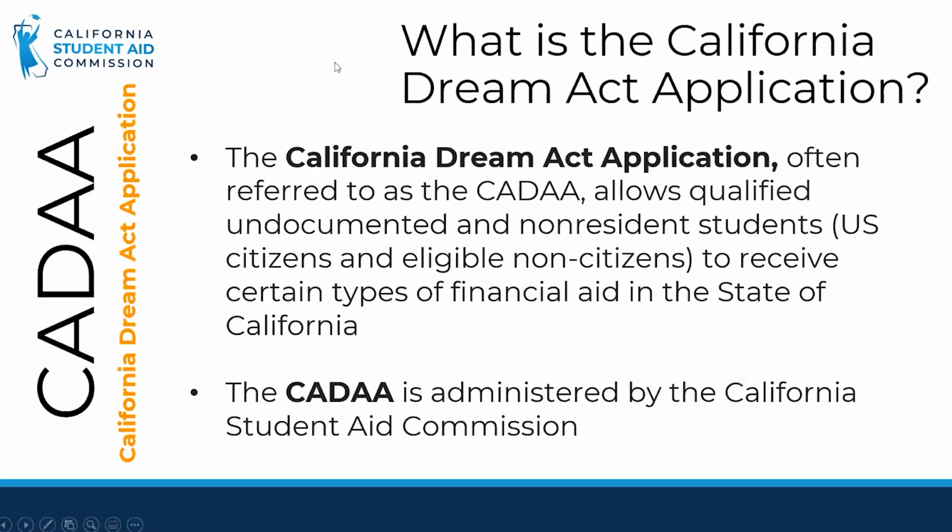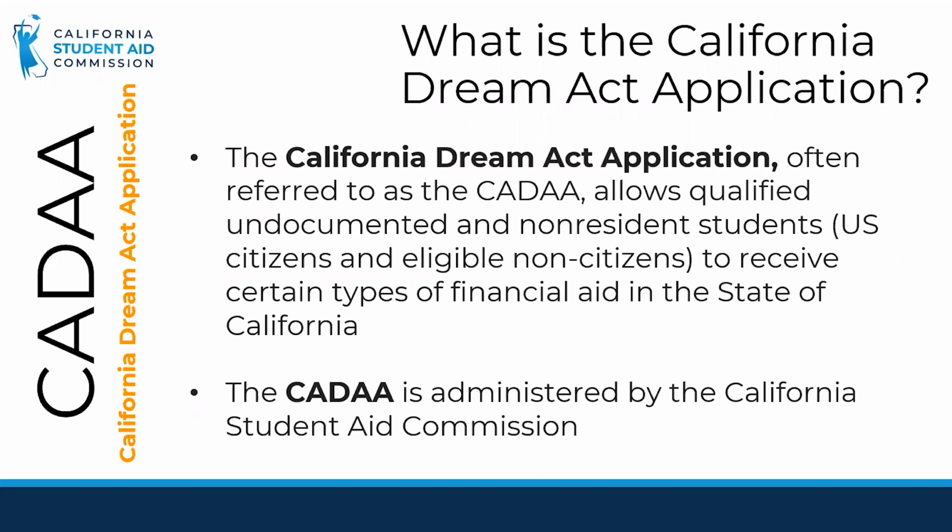So first of all, what is the California DREAM Act application? And what is AB 540? The California DREAM Act application, which is commonly referred to as CADA, is an application that allows undocumented and non-resident students to apply for financial aid in the state of California.